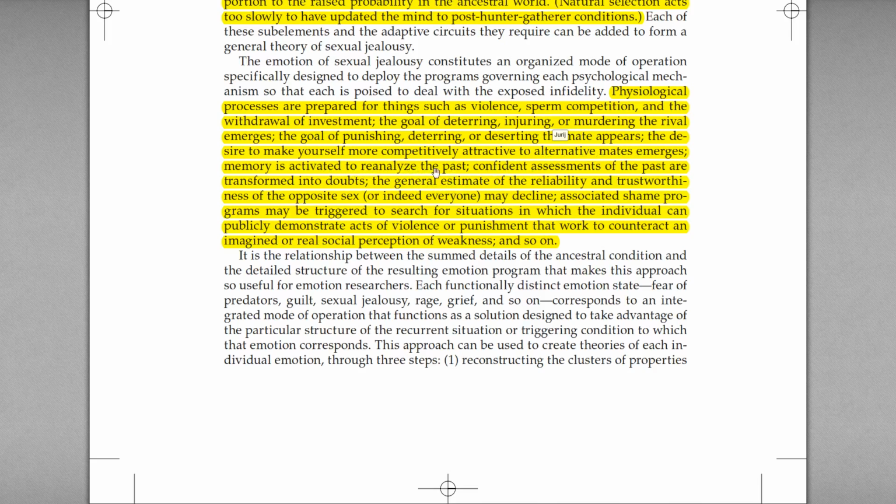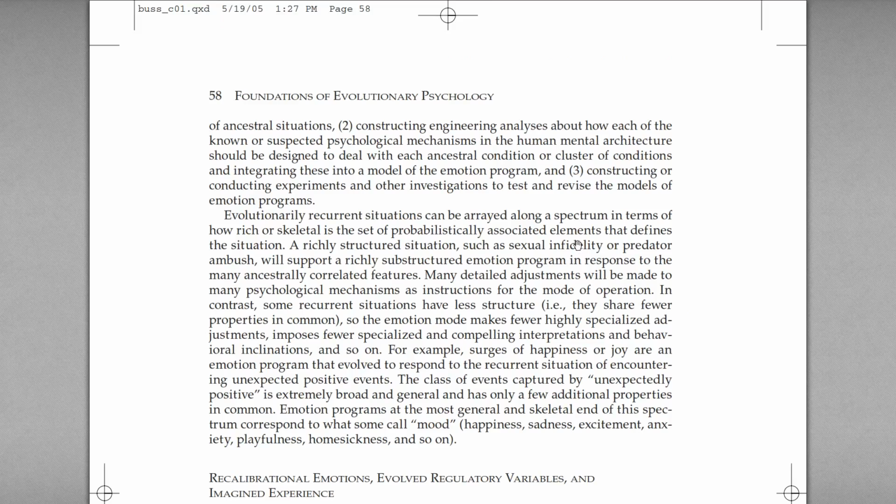Memory is activated to reanalyze the past. Confident assessments of the past are transformed into doubts. The general estimate of the reliability and trustworthiness of the opposite sex may decline. And again, we can become violent and punish our mate to make sure that this behavior does not happen again.